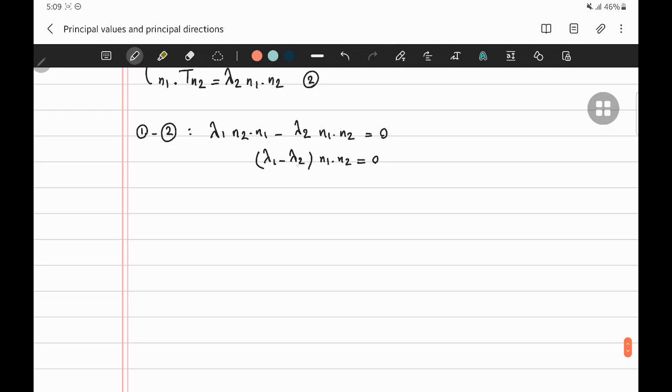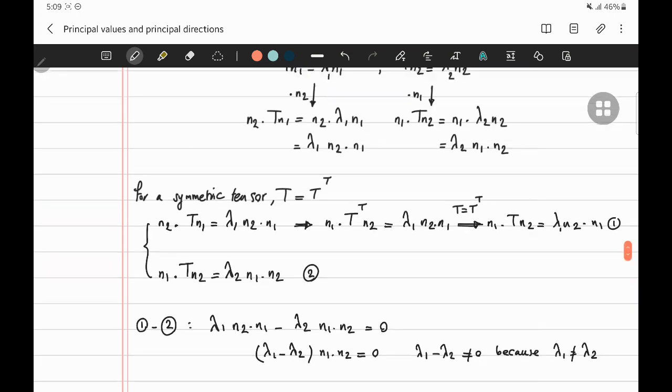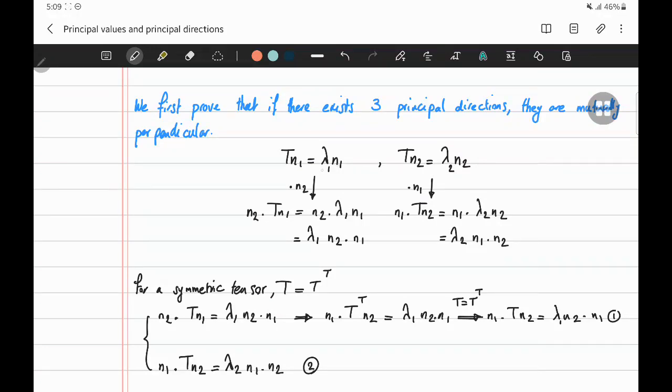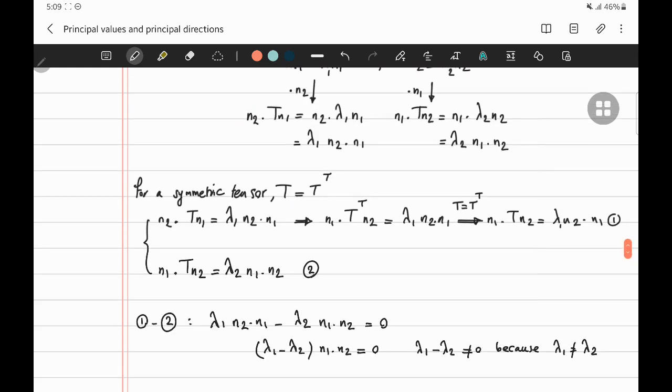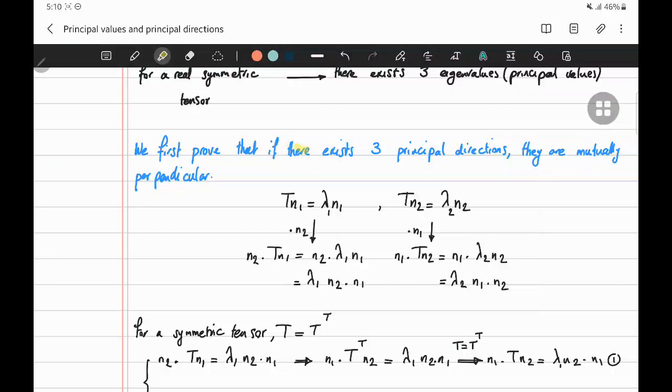We know that lambda 1 minus lambda 2 is not 0, because lambda 1 is not equal to lambda 2. We already discussed this, and I make this clear here: lambda 1 is totally different from lambda 2. Therefore, n1 dot n2 is equal to 0, and we can say that n1 is perpendicular to n2. We can do the same with n1 and n3, and n2 and n3, and for each equation we get the same result. So we have now shown that if there exist three principal directions, they are mutually perpendicular.